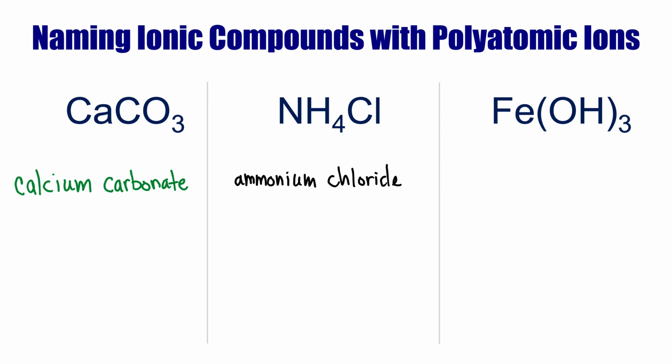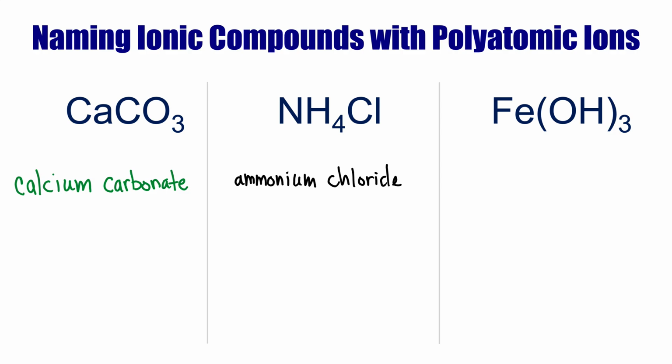My last example is a little bit trickier to solve. I have Fe(OH)3, FeOH in parentheses and then a 3. This is a metal and a polyatomic ion. The metal is iron. Iron's name stays the same, but iron has more than one possible charge, so I need to put that Roman numeral in parentheses to indicate which specific charge iron takes in this compound.